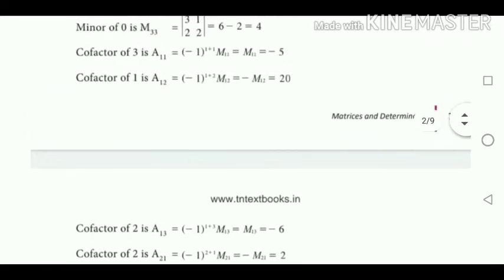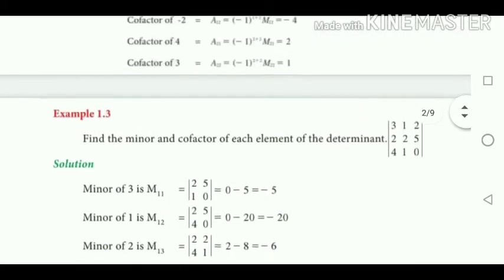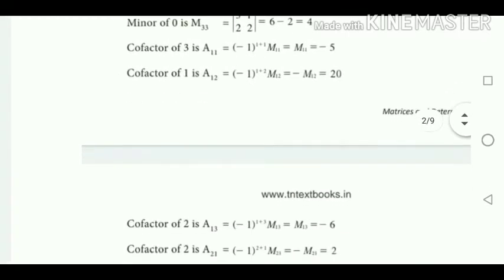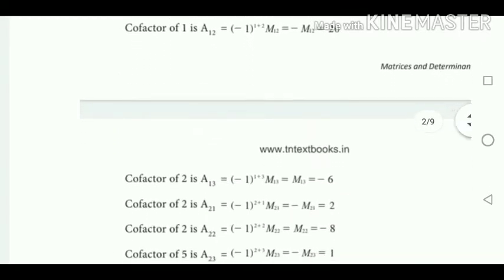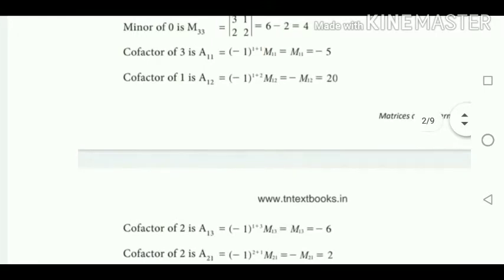For example, for the cofactor of A13, 1 plus 3 is 4, so there is no change in the minor. We already found M13, which is minus 6. Here there is no change, so minus 6 stays minus 6. But A21 means 2 plus 1, which is 3, an odd number. Odd number means there is a change in the sign. Here minus 2 becomes plus 2.